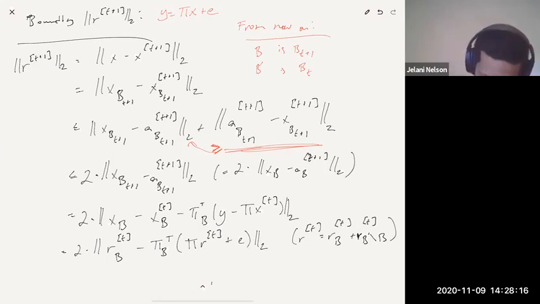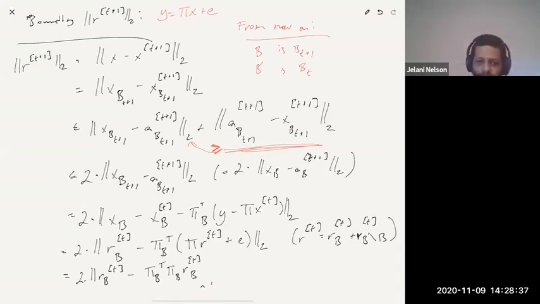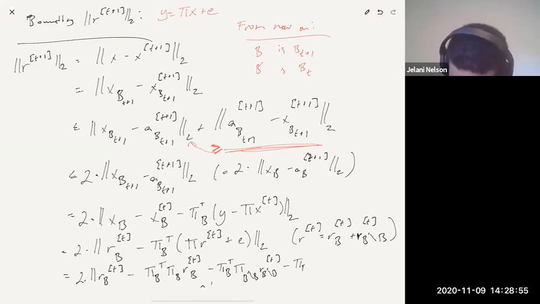So now I can write this as, this looks like a mouthful, 2 times r_{tB} minus pi_B transpose pi_B r_{tB}, minus pi_B transpose pi_{B prime minus B} r_{t, B prime minus B}, minus pi_B transpose e. Does that look right?